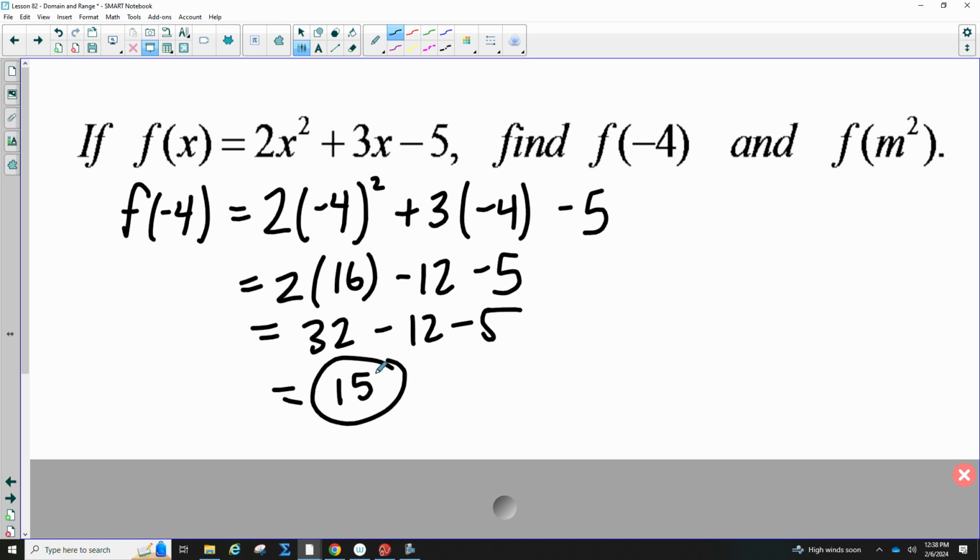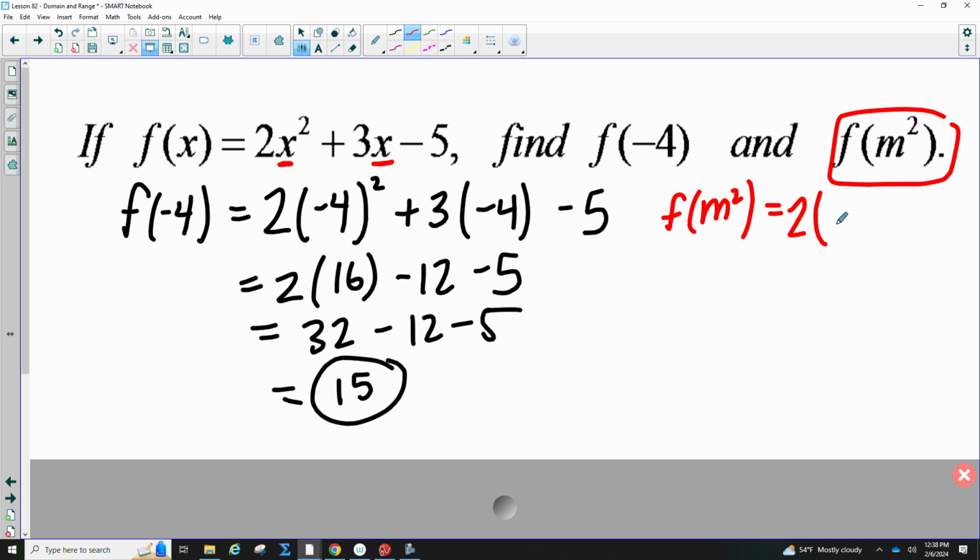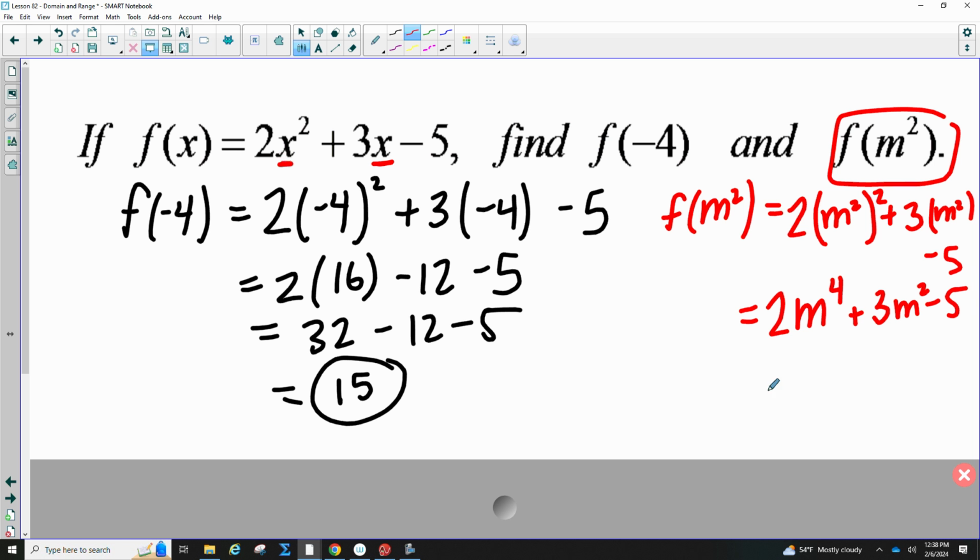Now it says find f of m squared. Same thing. Anywhere we see x, we'll plug in m squared. So this is actually going to be 2, then parentheses, and I plug in m squared and square it, plus 3, and then I plug in m squared, and then -5. So what happens is I get 2m to the 4th. Remember, these multiply here, power to a power. Then I have plus 3m squared, and then -5. That would be f of m squared.